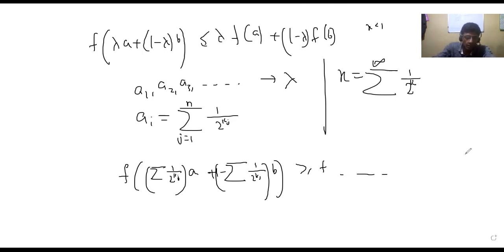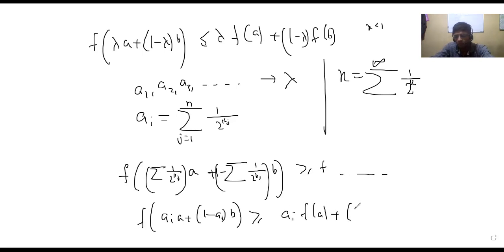So what I'm saying is that we have shown that this a_i a plus (1 minus a_i) b is bigger than the corresponding bound, and for this you may have to use induction. So you theoretically extend midpoint convexity to this case, and then you can take the limit and you can do it.